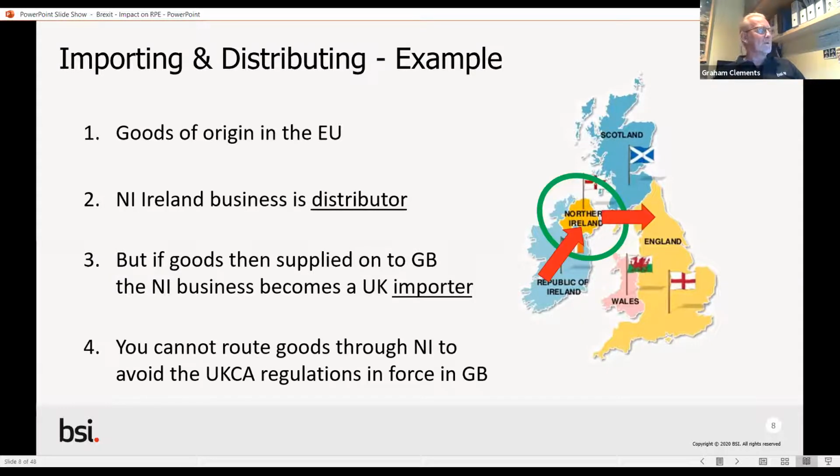But what you can't do is you can't route goods through Northern Ireland to avoid the UKCA regulations enforced in the UK. So you can't put CE Mark product into Northern Ireland and then that CE Mark product go into the UK once the cut-off date has happened for CE Mark goods.